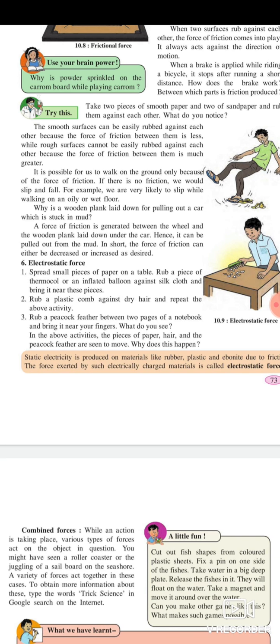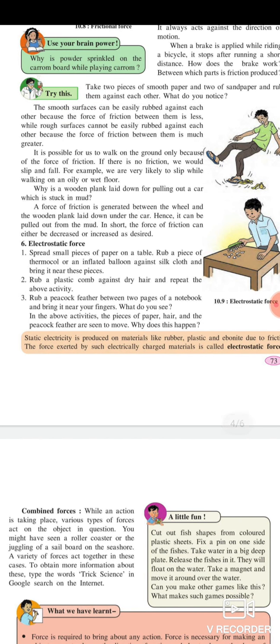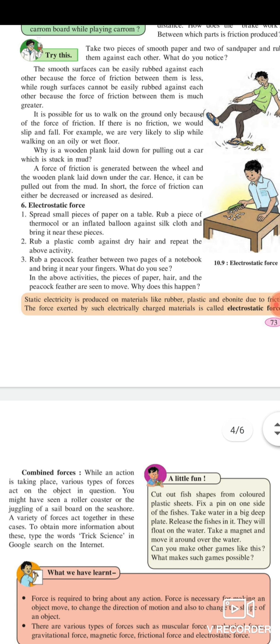In short, the force of friction can either be decreased or increased as desired. Sixth, electrostatic force. First, spread small pieces of paper on a table. Rub a piece of thermocol or an inflated balloon against a silk cloth and bring it near these pieces. Second, rub a plastic comb against dry hair and repeat the above activity. Rub a peacock feather between two pages of a notebook and bring it near your fingers.